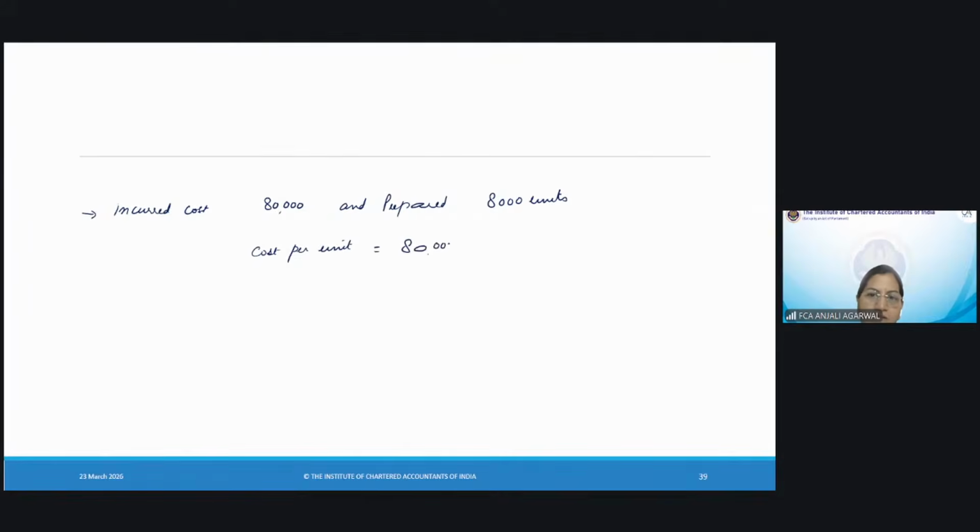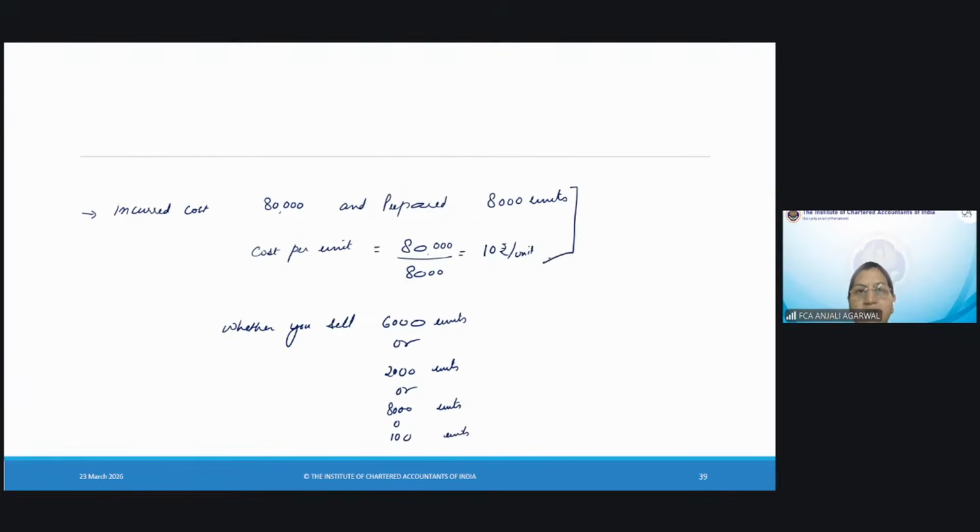We are looking here at costs. So 80,000 divided by 8,000, your cost per unit is 10 rupees per unit, whether you sell 6,000 units or 2,000 units or 8,000 units or 0 units or just 100 units. It doesn't matter. We are calculating the cost. We are interested in cost accounting, cost, not the profit.